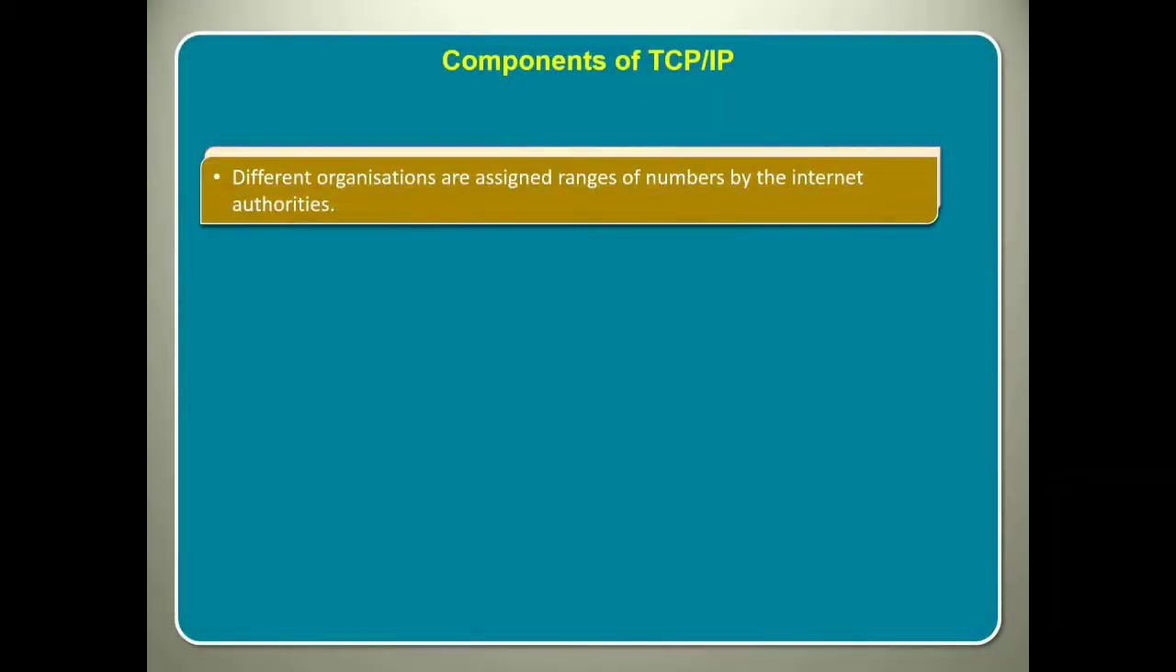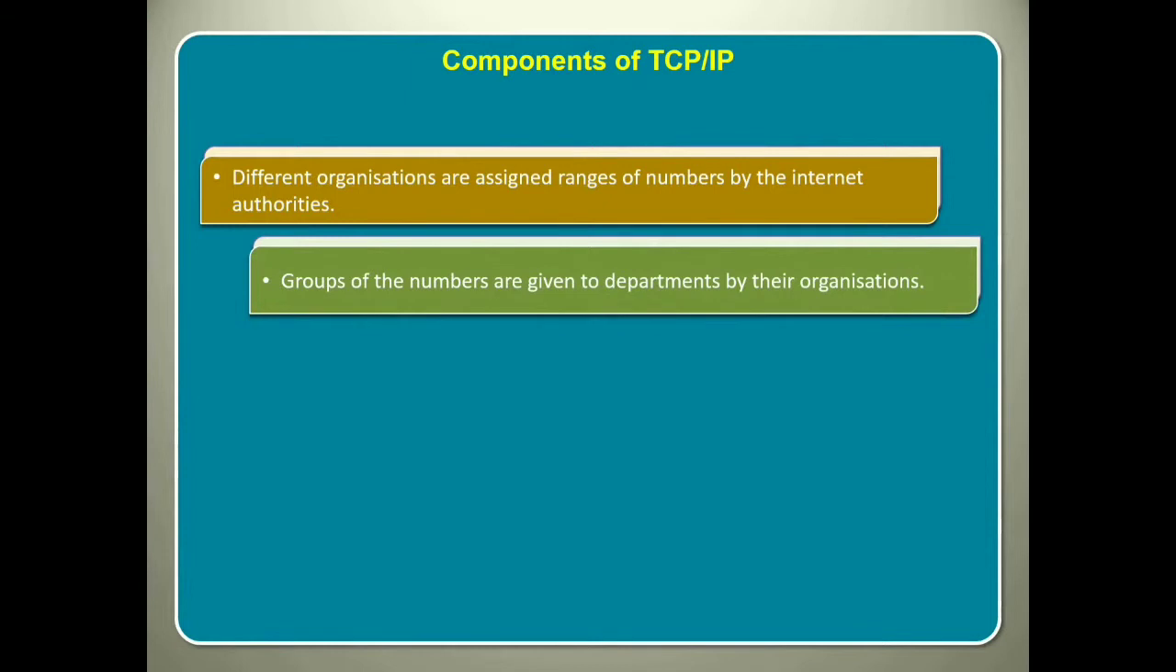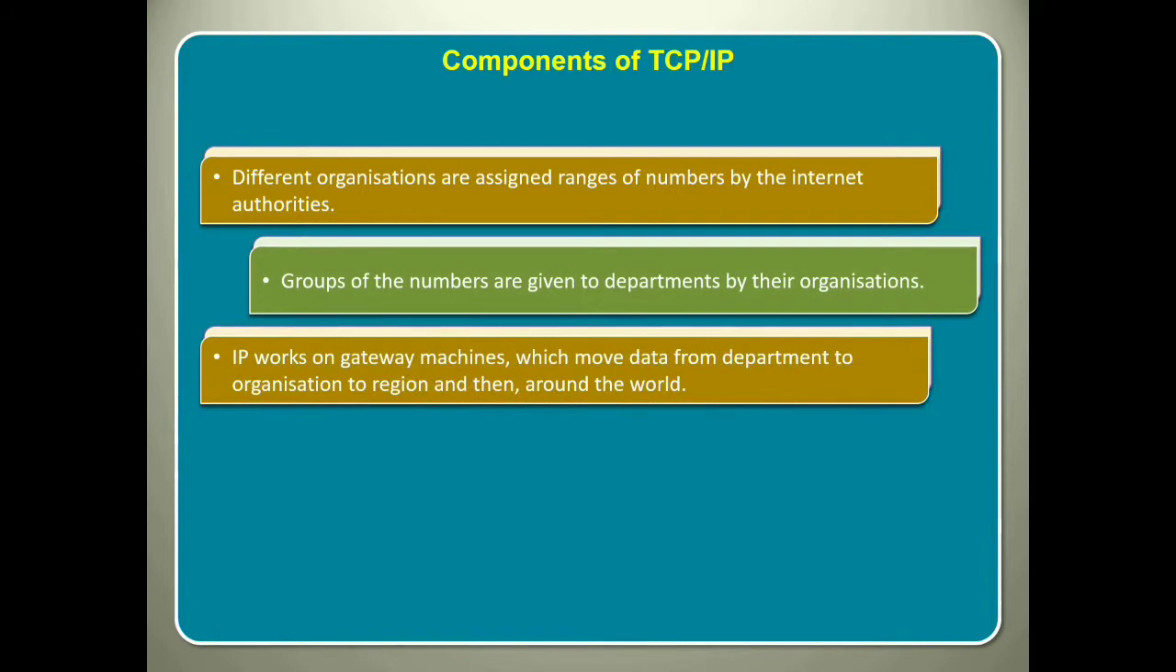Different organizations are assigned ranges of numbers by the Internet authorities. Then groups of the numbers are given to departments by their organizations. IP works on gateway machines which move data from department to organization to region and then around the world.